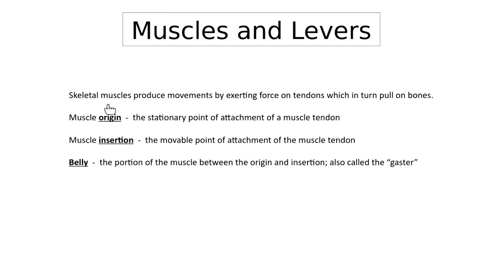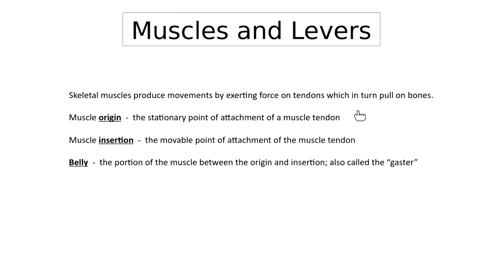It says skeletal muscles produce movement by exerting force on tendons, which in turn pull on bones. Muscles will attach to bones by their tendons. The muscle fibers themselves are in the middle of that structure, and the tendons are the dense connective tissue which is going to attach to the periosteum of the bone. So muscles attach to bone by their tendons. Well, the muscle origin is the stationary point of attachment of a muscle tendon. So that part of the muscle that attaches to the bone does not move when the muscle contracts.